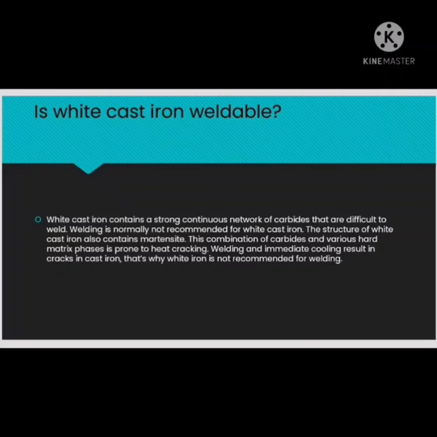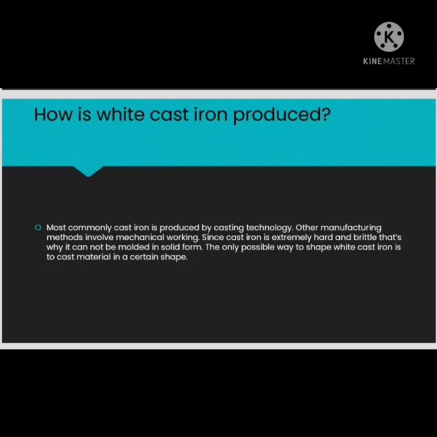How is white cast iron produced? Most commonly, white cast iron is produced by casting technology. Other manufacturing methods involve mechanical working, but since cast iron is extremely hard and brittle, the only possible way to shape white cast iron is to cast the material in a certain shape.